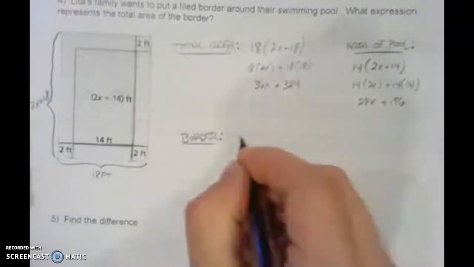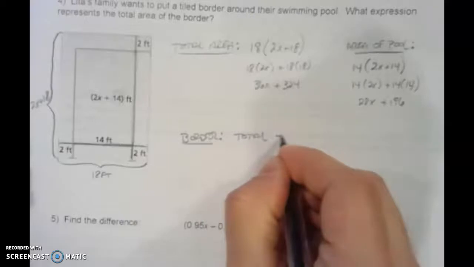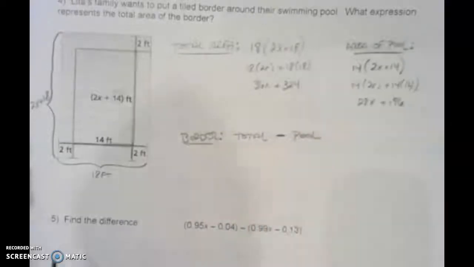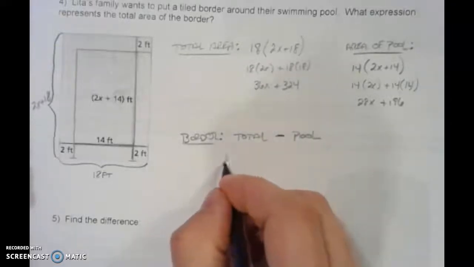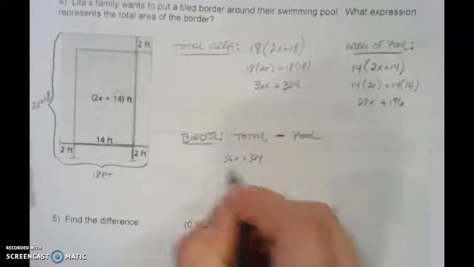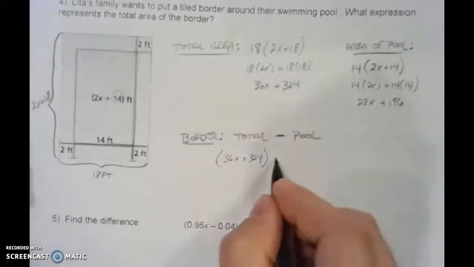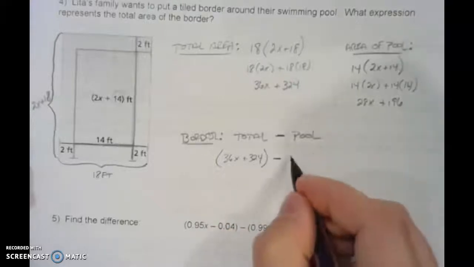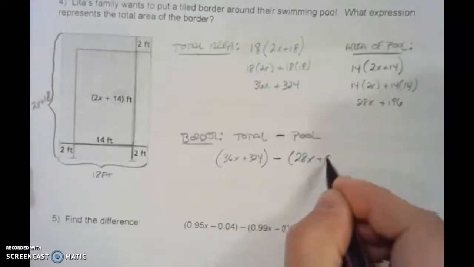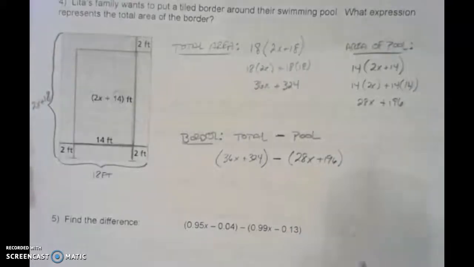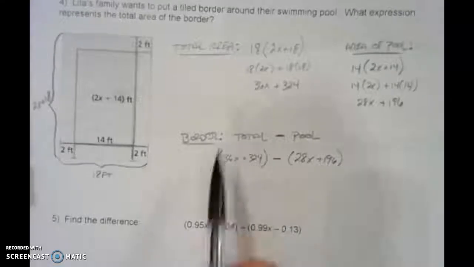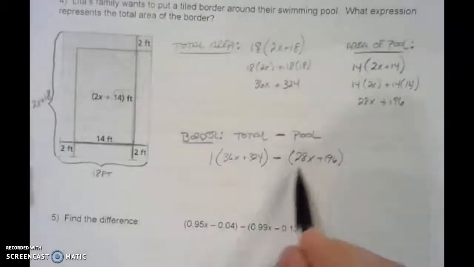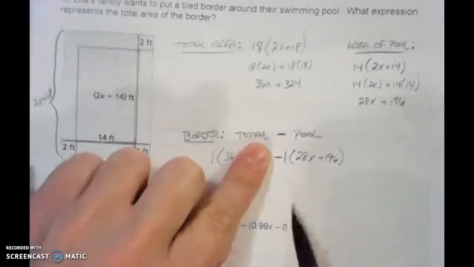for just the border, I'm going to take the total area and subtract off the area of the pool. So this was the total area, 36x plus 324. I'm going to have to take that entire area and subtract off the area of the pool, which was 28x plus 196. I put it in parentheses because I've got to take this total area and subtract off this area of the pool. So remember what we have here: in front of this set of parentheses, there's a 1. And in front of this set of parentheses, that's really a negative 1 right there.